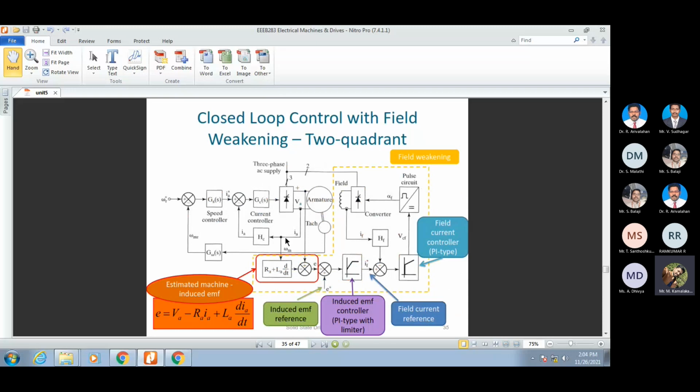Likewise, in the armature control, in the rotor part, in the stator part also, we have the innermost field current, the reference that is being generated with the help of the induced EMF controller. So this is the reference current, and this is the actual current. With the help of the current sensor, we will be estimating the IF. So this IF dash and IF are getting compared with the help of this comparator, and that comparator is producing the error signal.